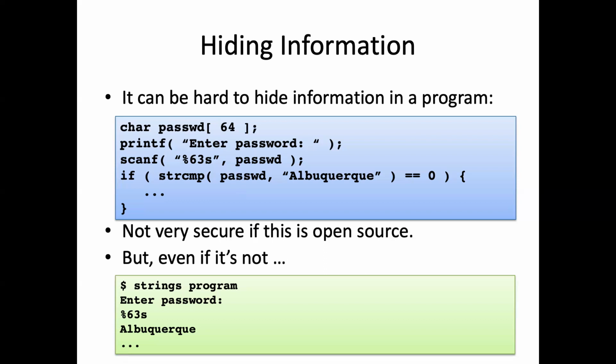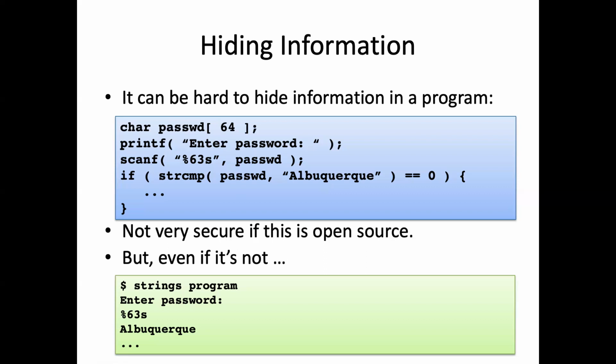This is a terrible way to implement a password in your program. And the part at the bottom shows the reason why. You don't want to hard code a password in your source code. Like here, the password is Albuquerque. That's a bad thing to put in your source code, because any user who came along and could see your source code, they'd see the password right there.